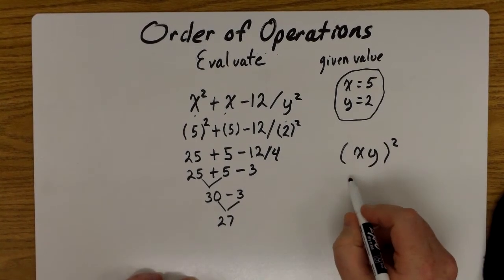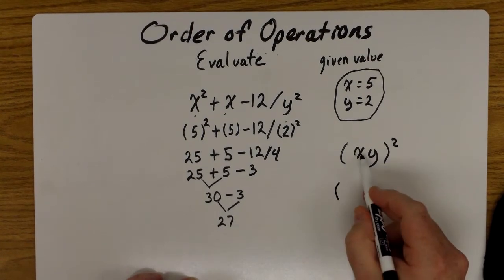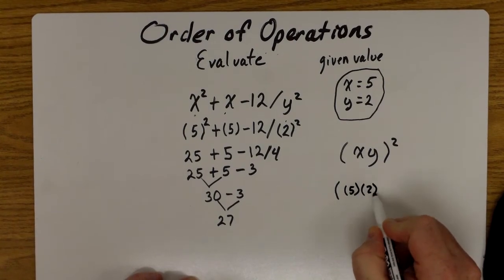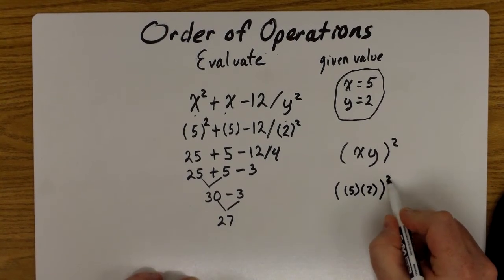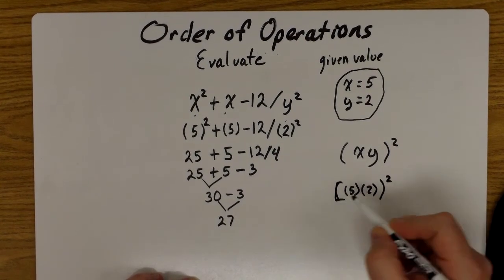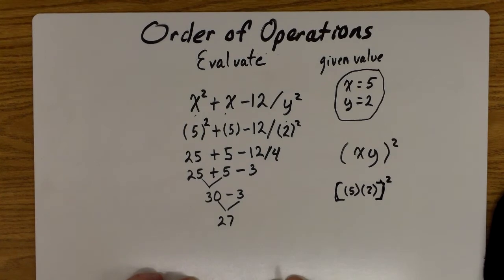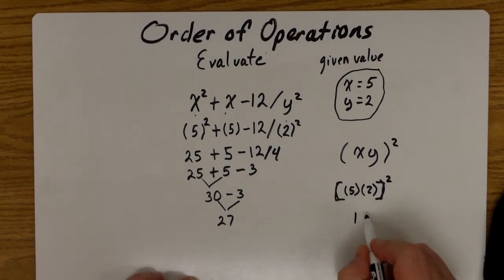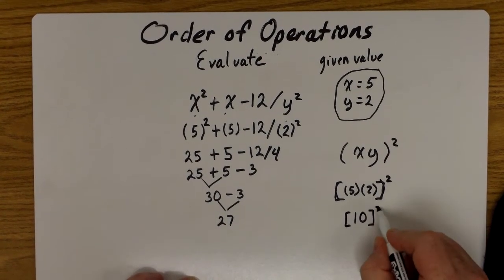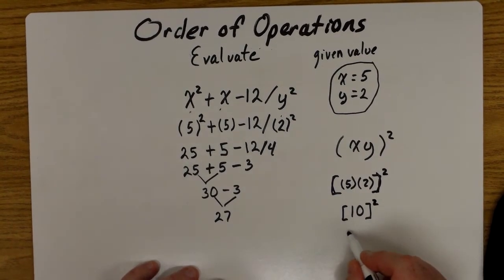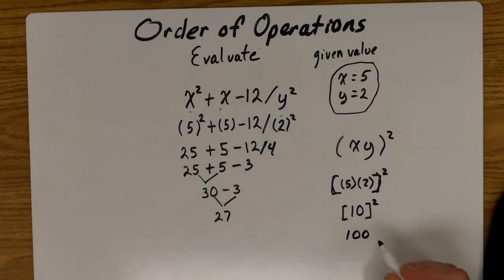So we're going to substitute x with 5 and y with 2. And if these parentheses back to back become too much, you can always substitute the little square brackets instead. 5 times 2 will give you 10. And you still have a square on the outside. And 10 squared is not 20, it's 10 times 10, which is 100.